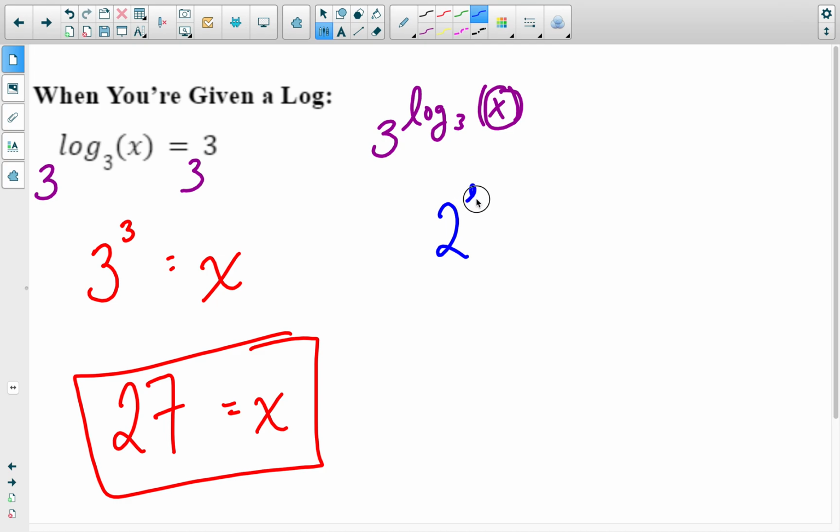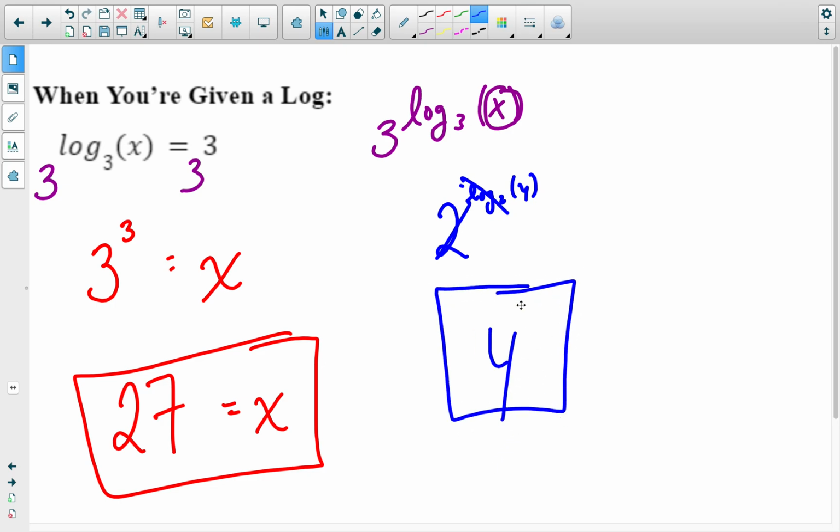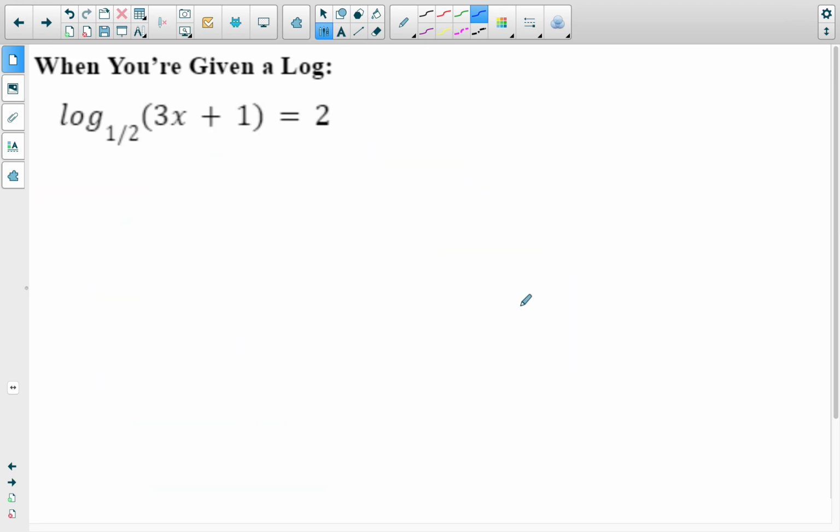If I take 2 and raise it to the power of log base 2 of y, then the 2 and the log cancel out, and this y comes outside of the exponent, and it's just what we're equal to. It's something that we have to get used to.